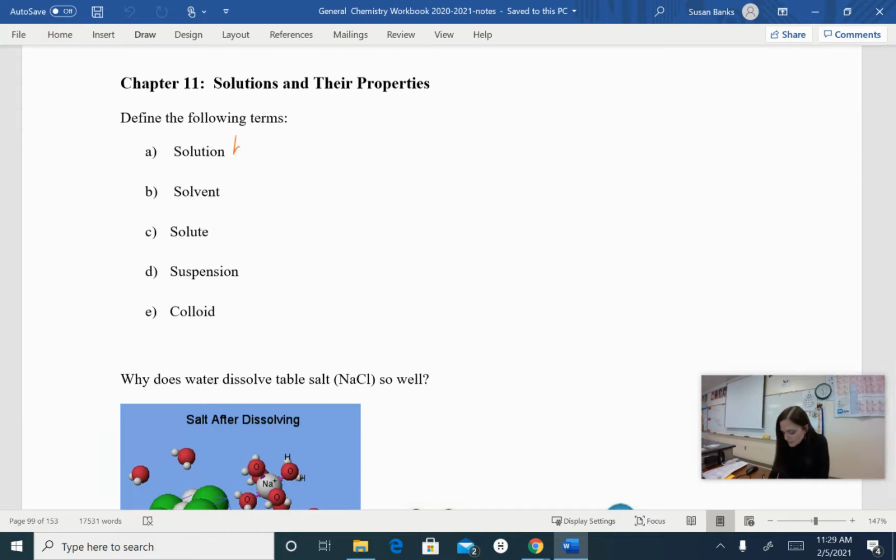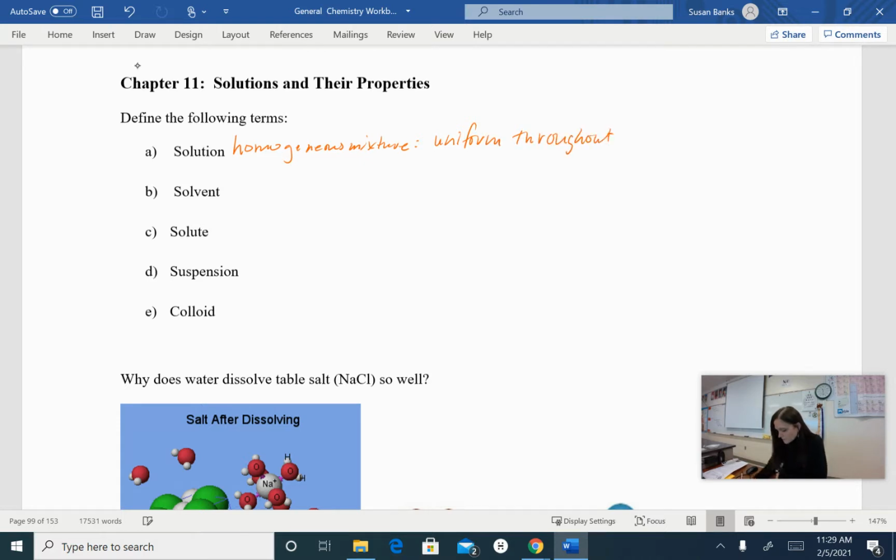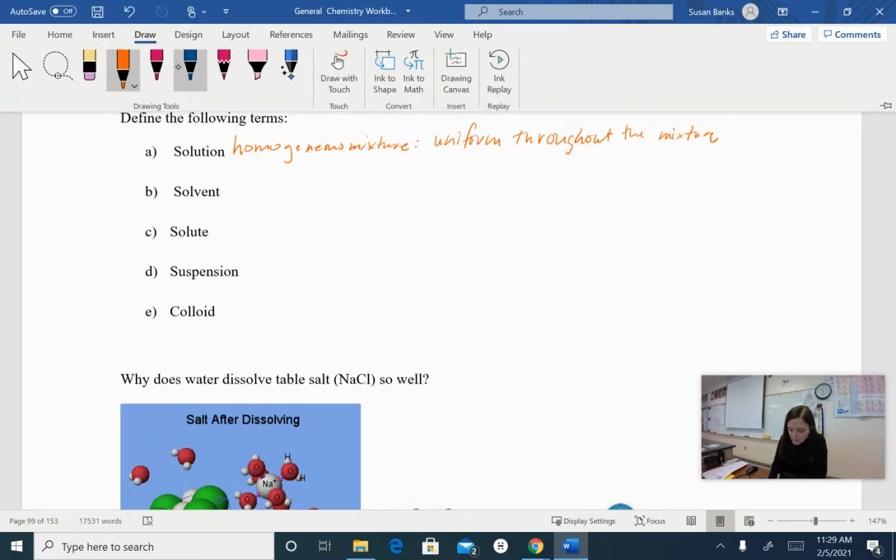So let's write that down. Homogeneous mixture. Okay, so it is uniform throughout the mixture. Now, to get a uniform mixture throughout that mixture, what that means is our particle size has to be down to about the atom or the molecule size. So let's write that down as well.